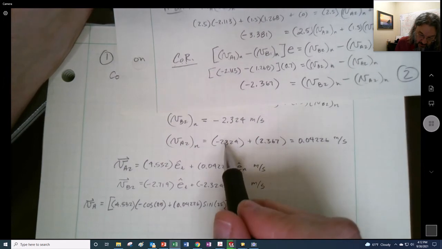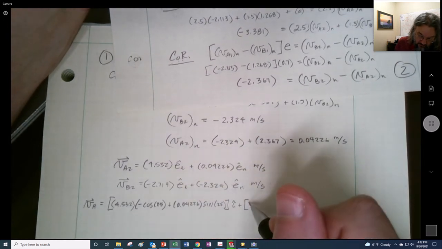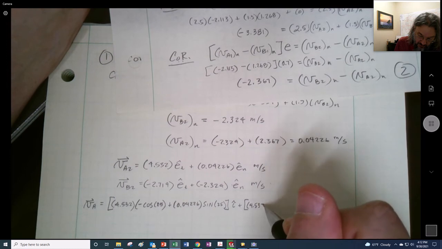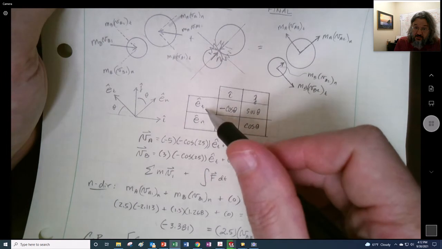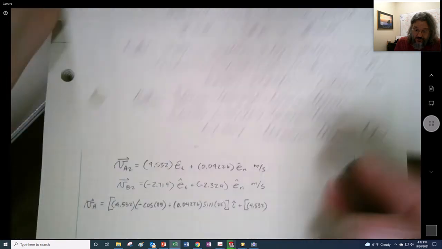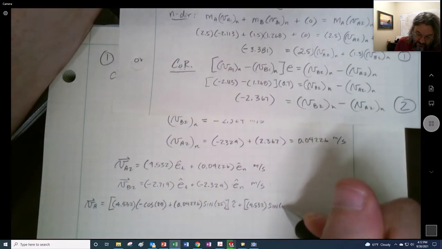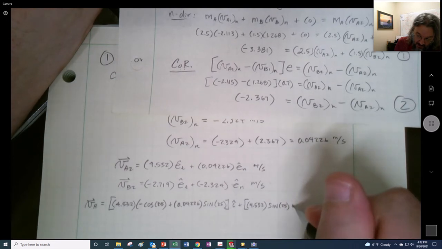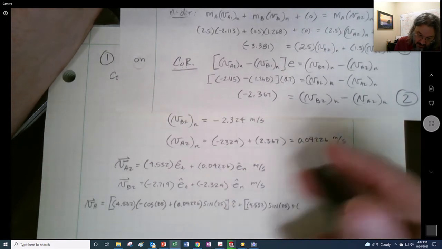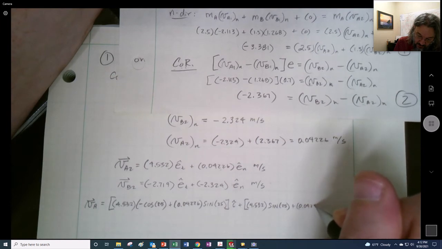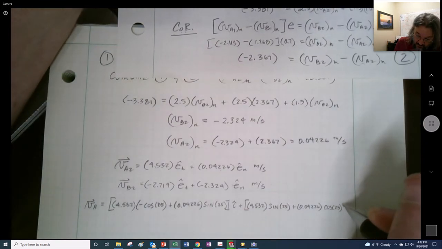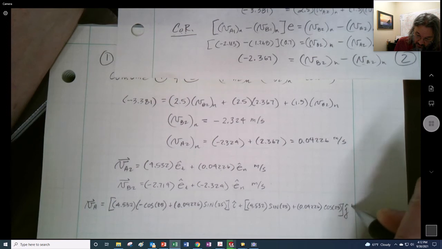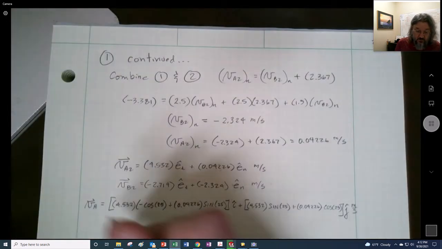Going to do the same thing here. We're going to take our 4.532 and multiply it now by the sine, right? Because there's the tangential component. We want to get the j component. So it's going to be the sine of 25, and then add to it that component of 0.04226 times the cosine of 25. We almost made enough room because we still have to say meters per second.